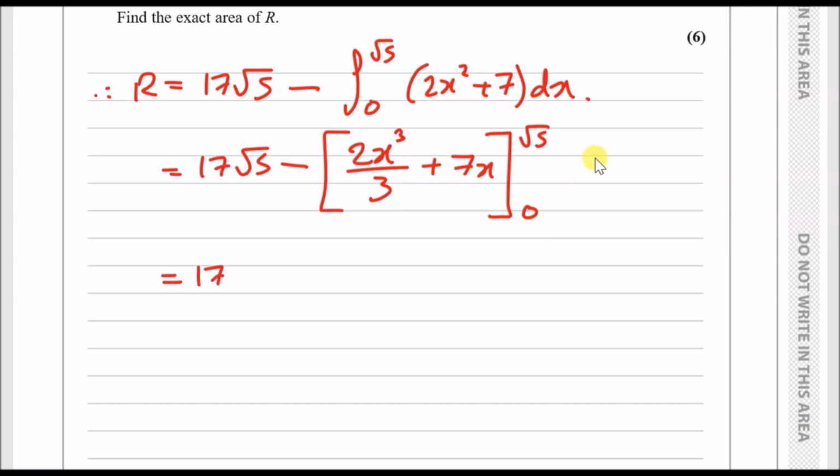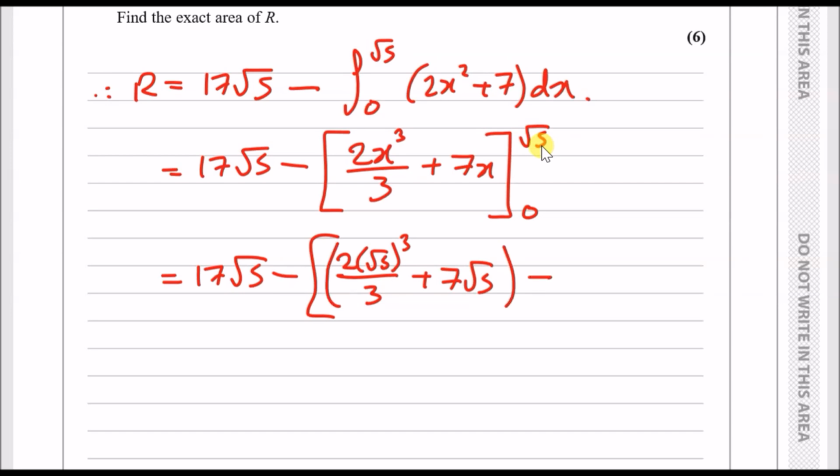We're now going to have 17 root 5 minus, first using root 5, 2 bracket root 5 cubed over 3 plus 7 root 5. And then we minus the value when x is 0. Well, when x is 0, they're both 0. So in fact, we don't even need to write that. We can just delete all this.